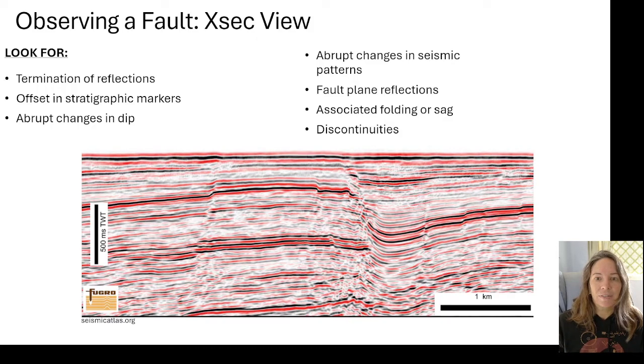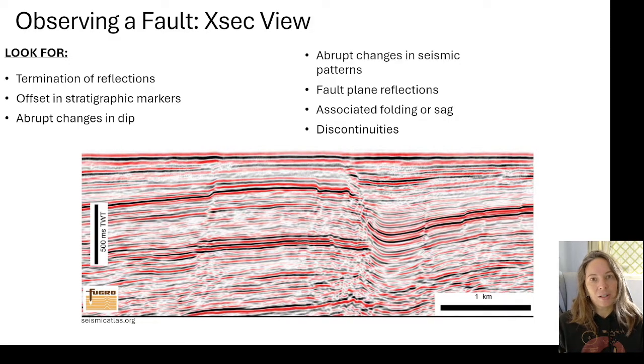So when we're interpreting faults in seismic data, there's a couple of key features we look for. First, you want to watch out for terminations of reflections, and you can look for these in this example as I talk through them. The termination of reflections is our clearest indicator of a potential fault. You'll also see offset in stratigraphic markers, and abrupt changes in dip. Other things to pay attention to are changes in the seismic patterns. Sometimes seeing something stop or change is a signal that we should pay attention as an interpreter.